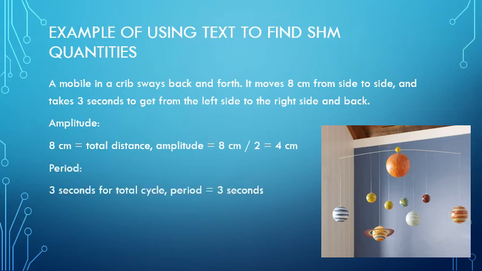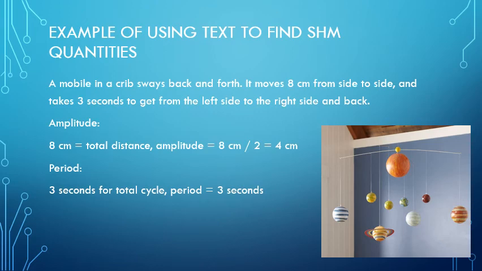Next, let's look at the period. Okay. Now, they say that it takes 3 seconds to get from the left side to the right side and back. So it goes from the left to the right and then back to the left. So that's the total cycle that it moves. That's the whole period. So 3 seconds is going to be the period.